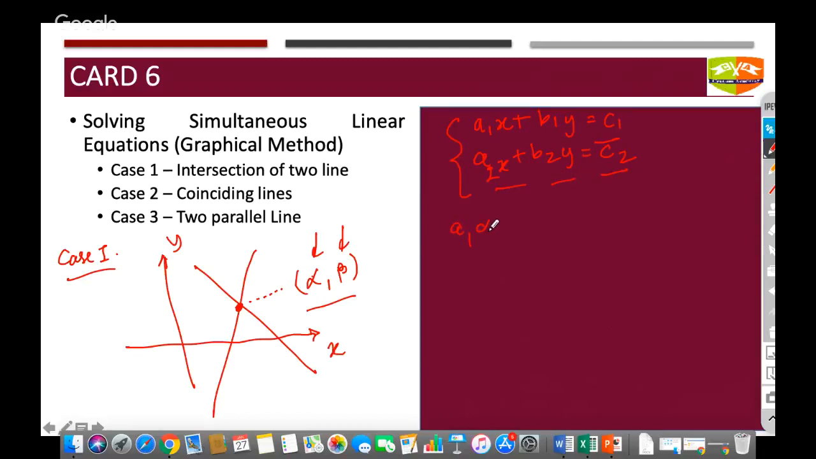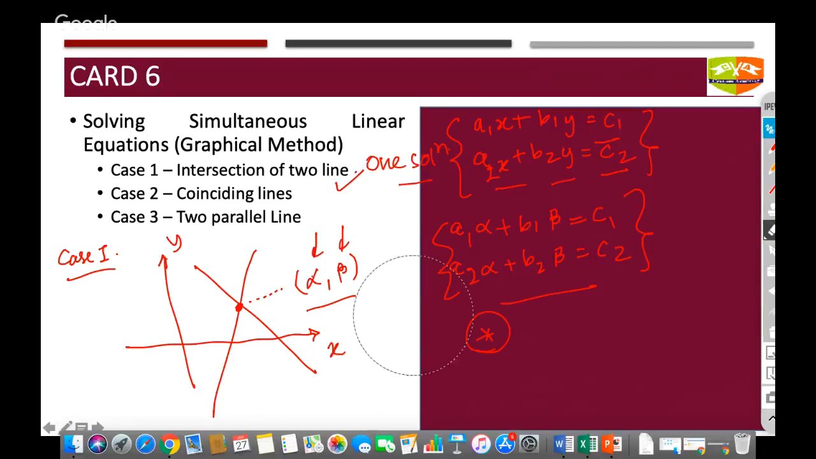Hence I can write that a1 alpha plus b1 beta is equal to c1 and a2 alpha plus b2 beta is equal to c2, which tells me that alpha and beta is the common and only solution to the pair of these equations. So whenever the two lines are intersecting with each other, it will provide me one such point that is common to both the equations, and hence we will have only one solution. So I'll have only one solution here.